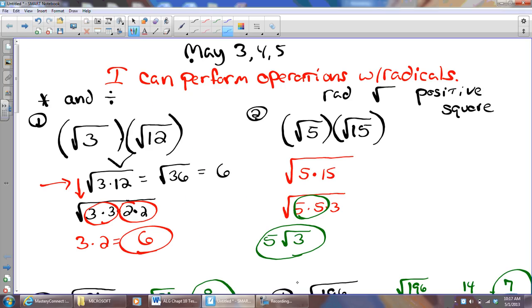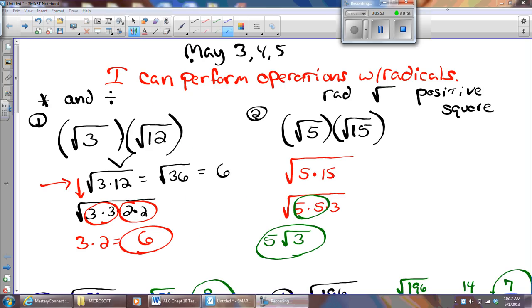All right, that should be the lesson for today. Not too tough. Just have to square both sides.